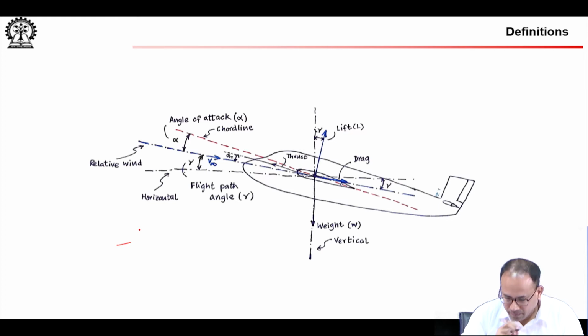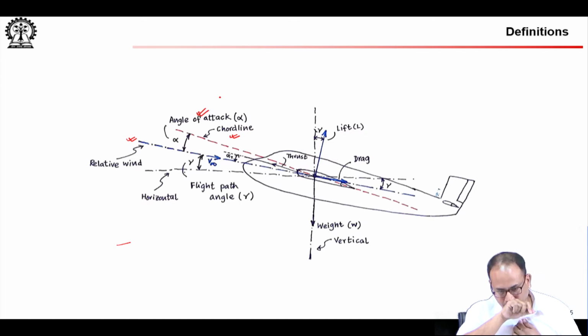So, the angle between the chord line and the relative wind is known as the angle of attack. So, the angle between the horizontal and the relative wind is known as the flight path angle, and the angle between the chord line and the relative wind is known as the angle of attack.